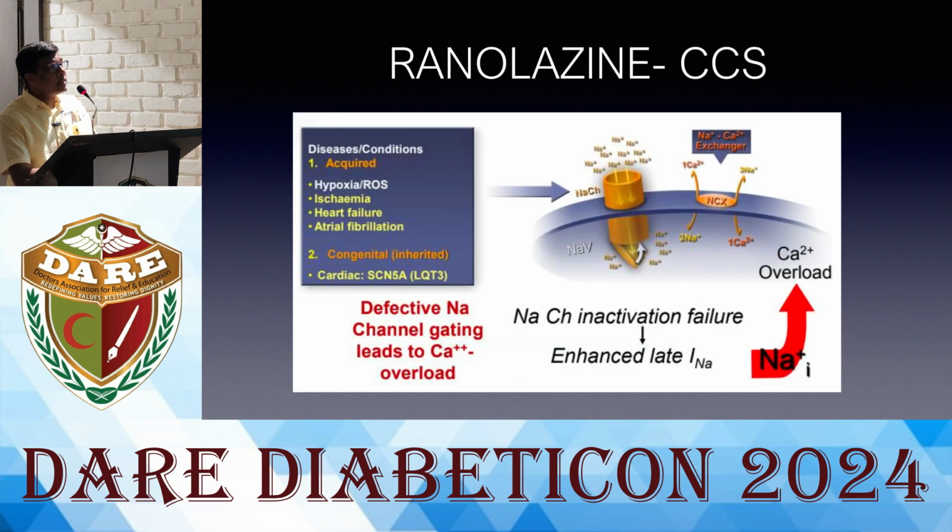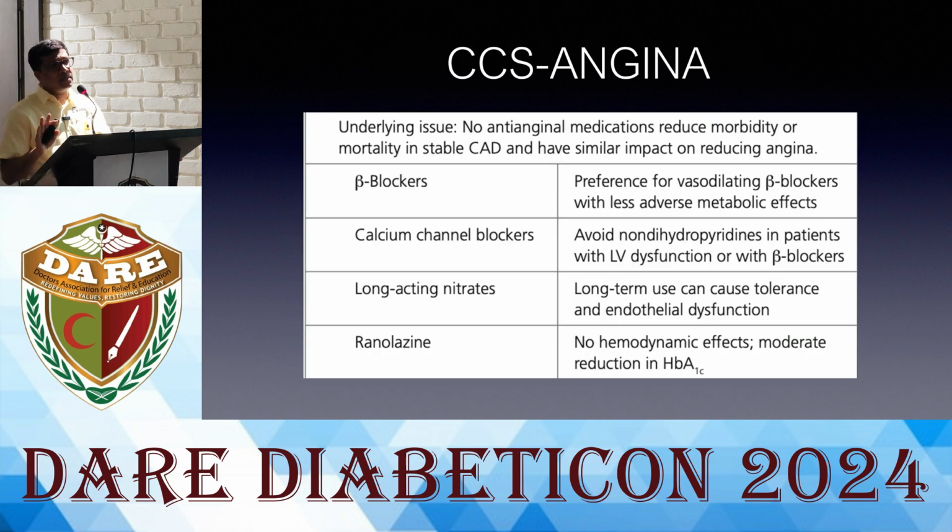Ranolazine inhibits the late sodium channel, decreasing sodium as well as calcium overload. We usually see this channel being overactive in hypoxemia, ischemia, heart failure, atrial fibrillation, and sometimes in some inherited conditions. So inhibiting it decreases the calcium overload, decreases the ischemia, and also improves the metabolism. When we consider diabetics with chronic coronary syndromes, no anti-anginal medicines reduce morbidity or mortality in stable CAD, and they have a similar impact on reducing angina.